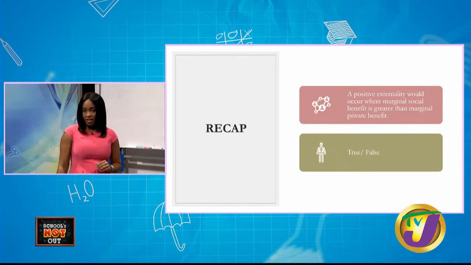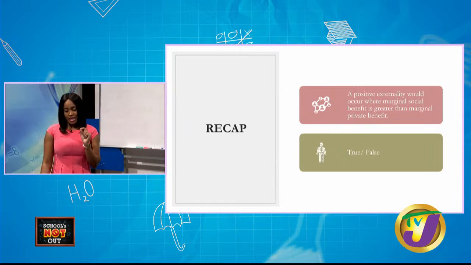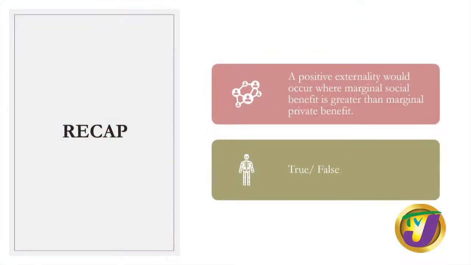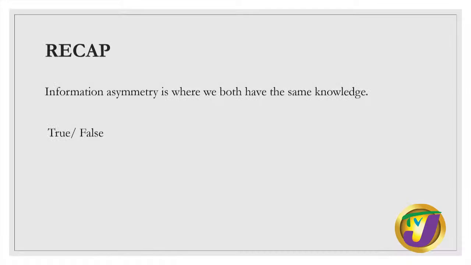So the first question is, a positive externality would occur where marginal social benefit is greater than marginal private benefit. Is this true or false? So it says that it's positive if the marginal social benefit is greater than the marginal private benefit. So if you guessed true for this question, you are indeed correct. The benefit to society is beyond what the private individuals would face.